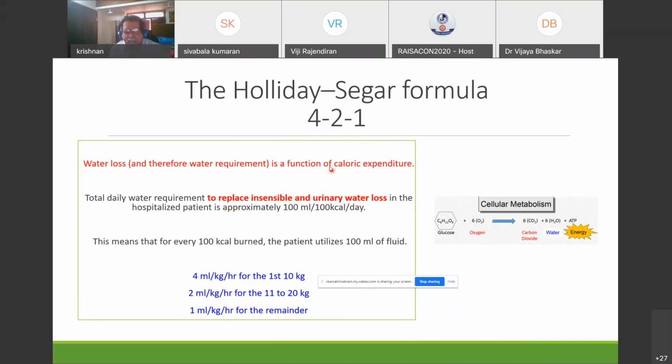And this they have calculated as the Holliday-Segar formula: 4 ml per kg per hour for the first 10 kg, 2 ml per kg per hour for the second 10, 11 to 20 kg, and 1 ml per kg per hour for the remainder. So the Holliday-Segar formula is useful for calculating the maintenance fluid. This has been done based on the amount of calories burnt, the water requirement for the amount of calorie burnt to produce this energy.